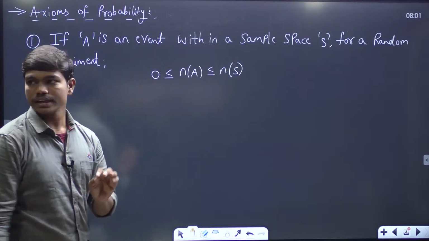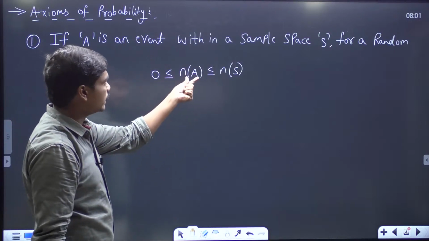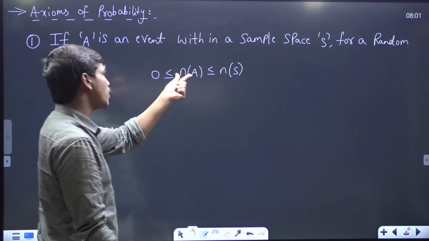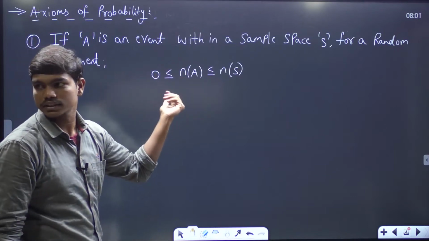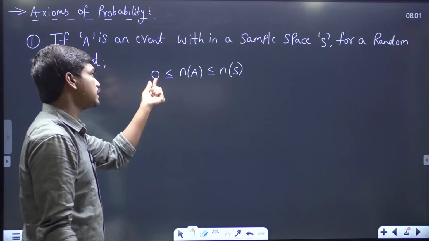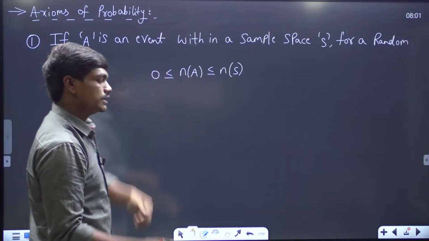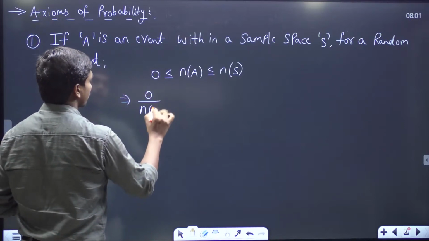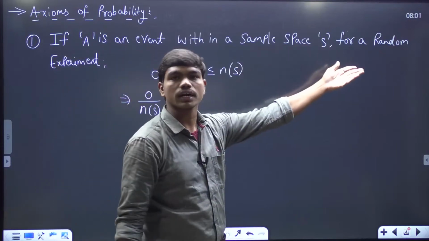Correct? Definitely, if A is a subset of S, then the number of elements in A will be less than or equal to n(S), and of course it will be either positive or 0. Because there can't be a negative number of favorable cases. Either there is no favorable case, so you write 0, or if there are favorable cases, n(A) is greater than 0. So if you divide this inequality by n(S), because n(S) is not 0, since if n(S) is 0 you are not conducting an experiment.